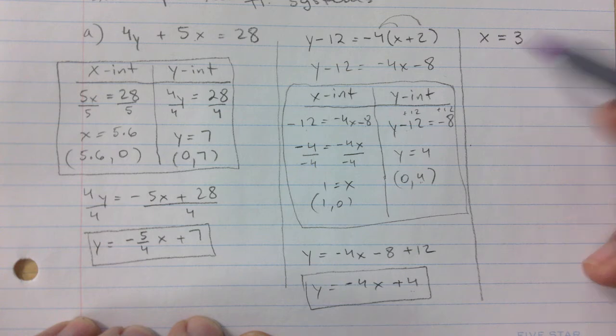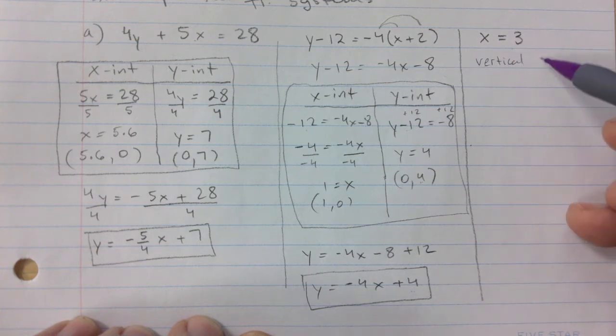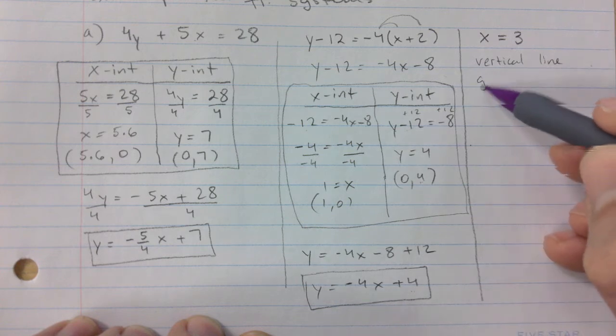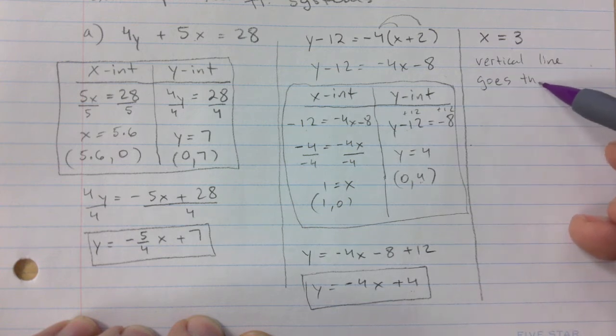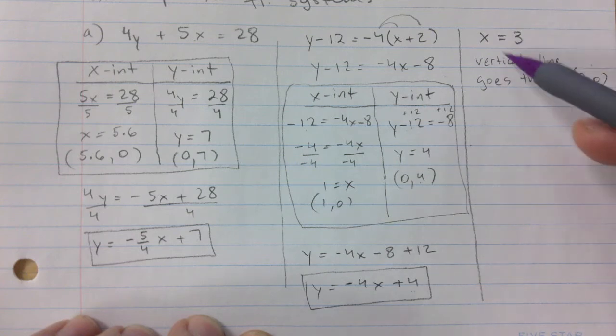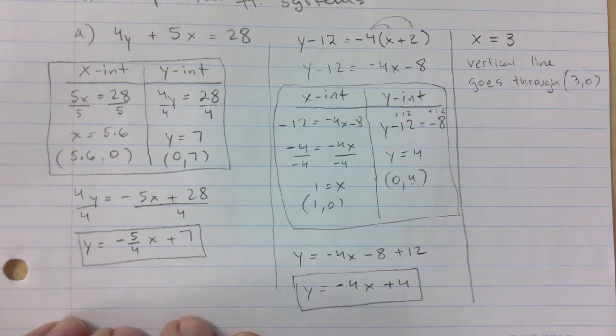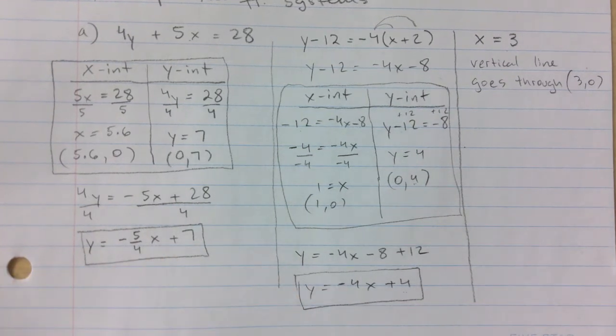X equal to 3. Oh, I recognize something. Vertical line goes through 3, 0, right? So you can't really do anything with it. That's it. Like you're ready to graph that, right? We know where it goes through. Nothing out of the ordinary there.